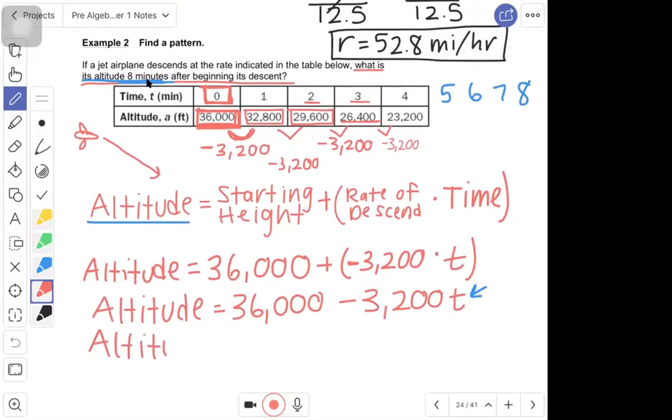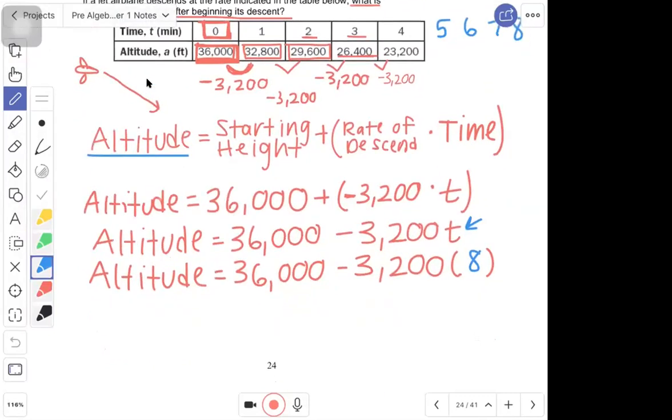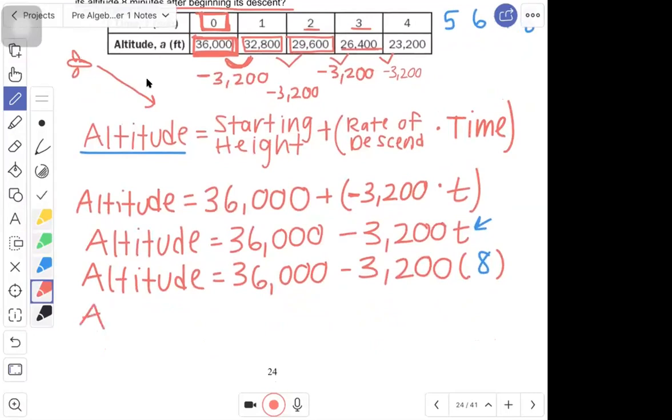So our altitude equals 36,000 minus 3,200 in parentheses, because we're plugging in our time, which is 8. So does anyone have a calculator? Does anyone know what 3,200 times 8 is? And you don't have to rewrite it a bunch of times if you don't want to. I'm just doing it to have it laid out for you guys so it's easier to understand and see. If you don't want to write altitude every time, it's fine. So what's 3,200 times 8?